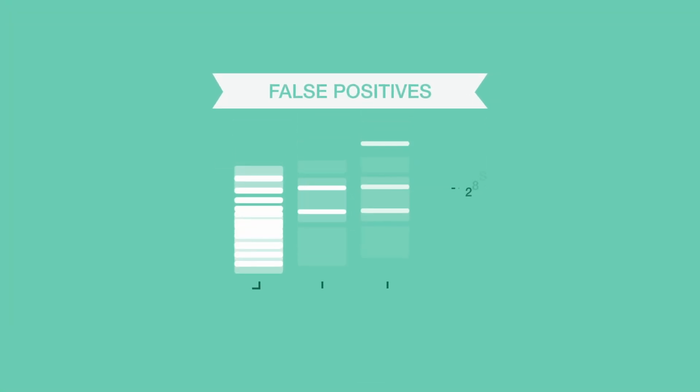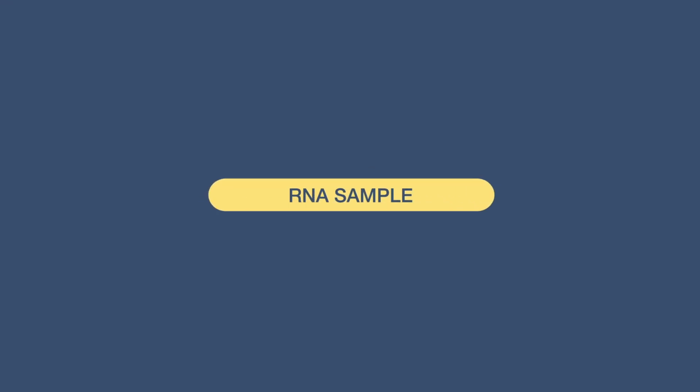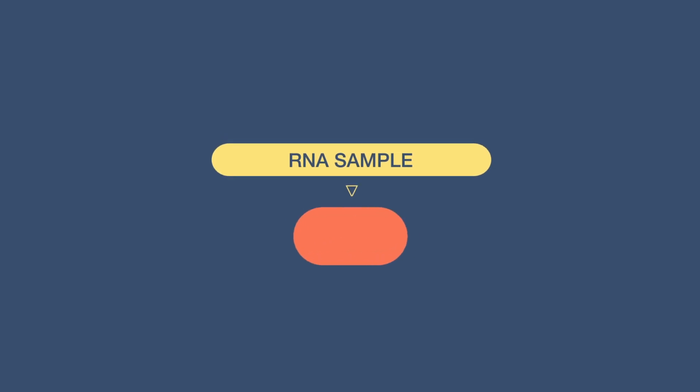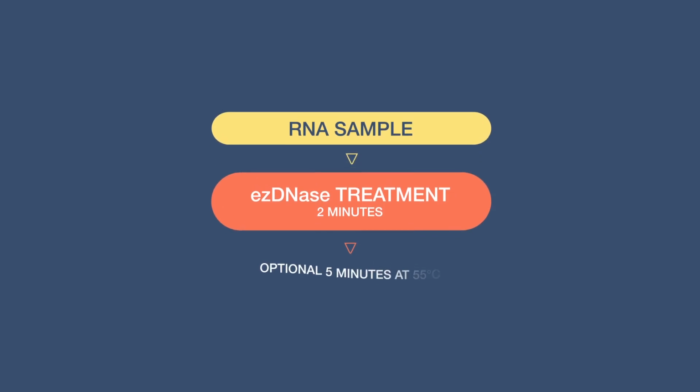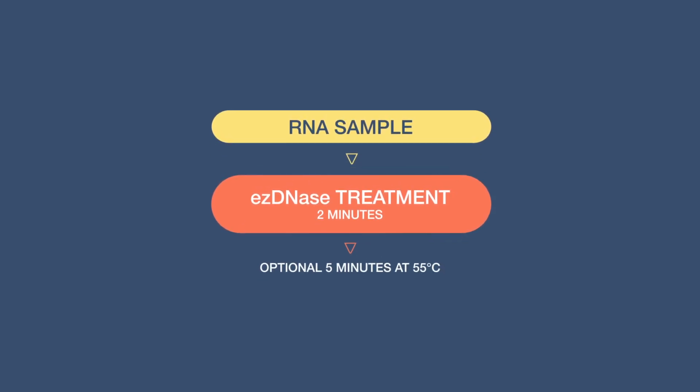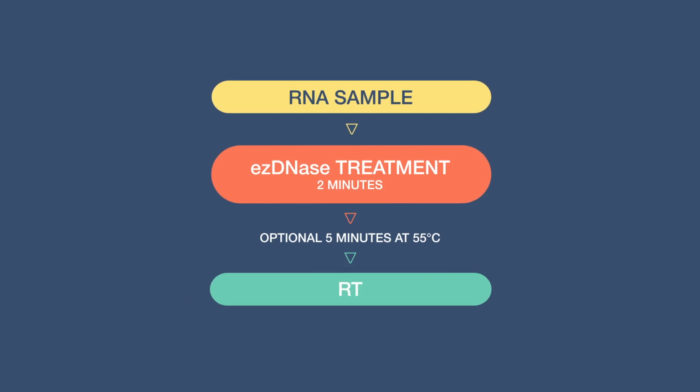Reason number 4 is false positives in RT-qPCR, which are caused by genomic DNA contamination that leads to overestimation of the amount of RNA yield. To overcome this, use DNase treatment to remove contaminating double-stranded DNA from your sample. You can add the DNase prior to the reverse transcription step without risking damage to or loss of your RNA.